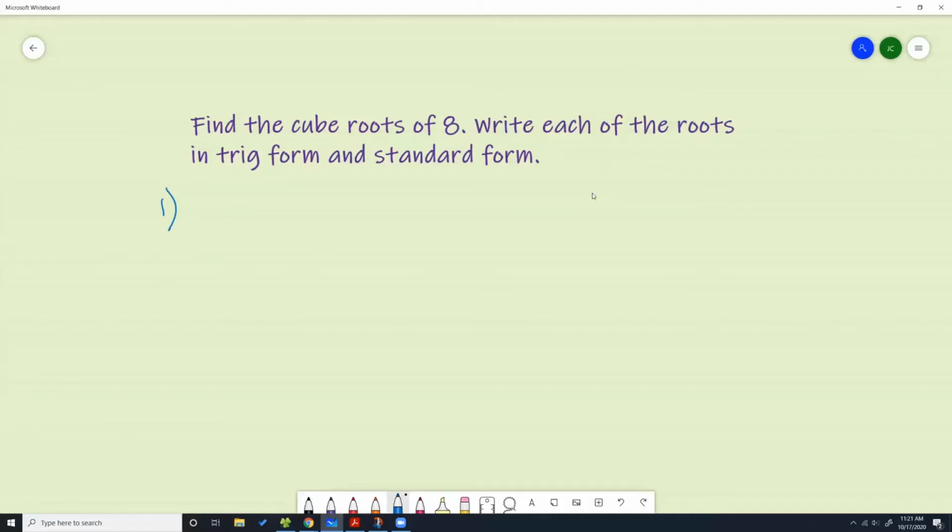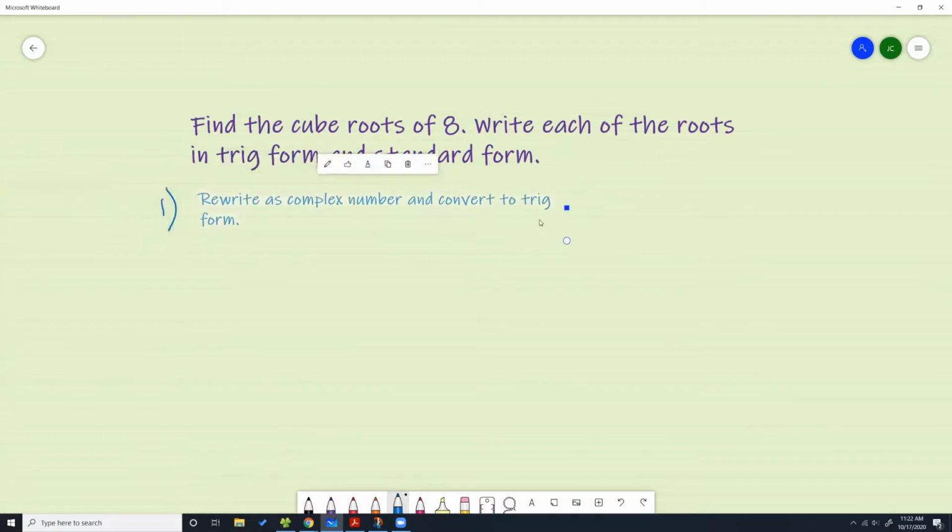All right, this one will be a tough one. They're pretty annoying, take a lot of work, so you gotta do it carefully. But here we go. The way we start is the same way for all these kinds of problems. Rewrite as a complex number and convert to trig form.